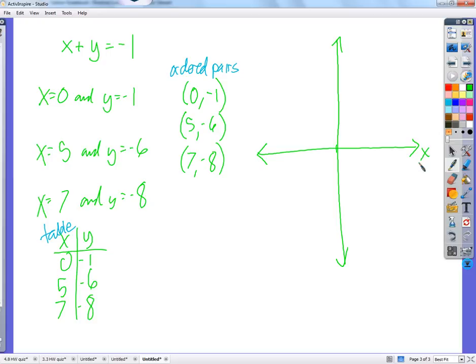So this would be where x is. Which direction is this? How would you describe this direction? Positive is good. This direction? Negative. Okay, if we go up, what would you call that direction? Positive or negative? Positive. Positive, it seems pretty natural. And down would be negative. And those are our y values.